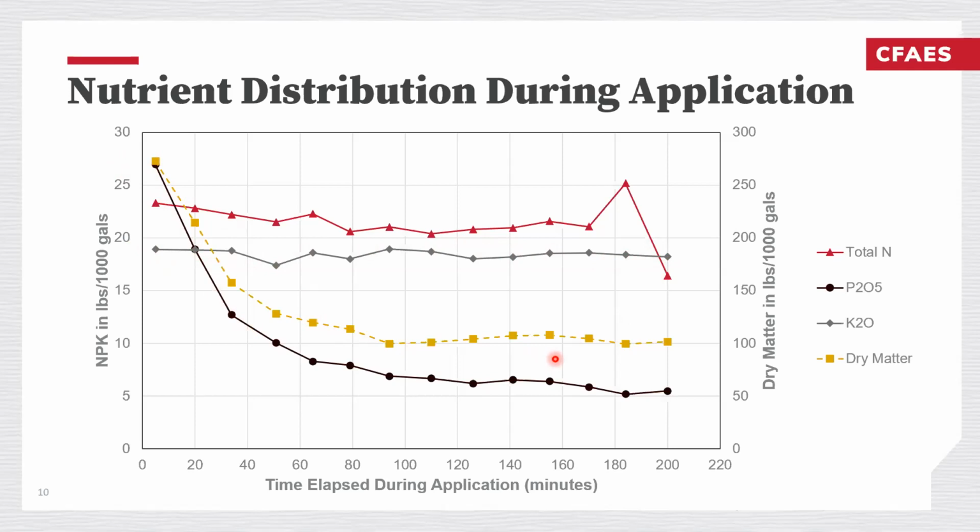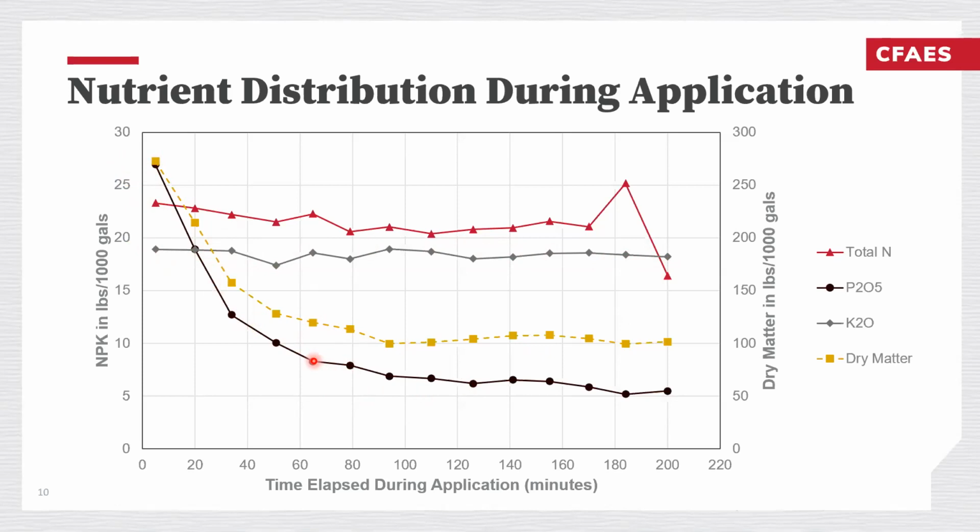As soon as that agitation stopped, it took a little over an hour to basically get to a flat bottom plateau. When they stopped agitating, it started out at a little over 25 pounds per 1,000 gallons, and by 60 minutes, it had dropped down to less than 10 pounds per 1,000 gallons.